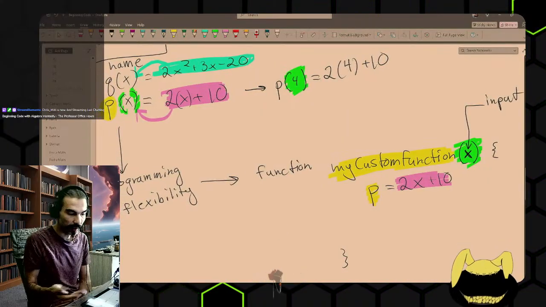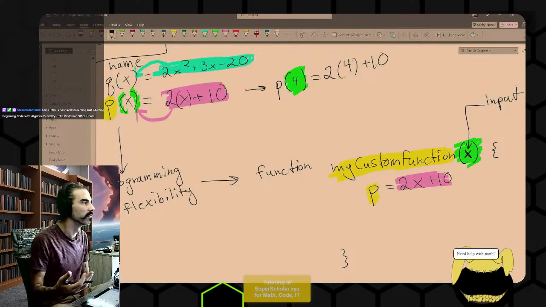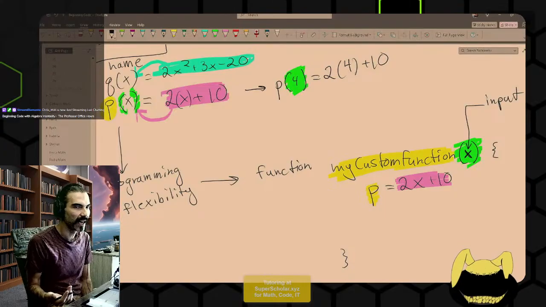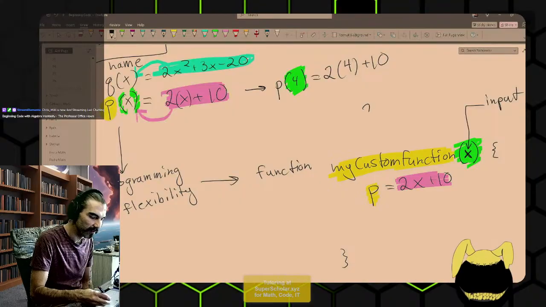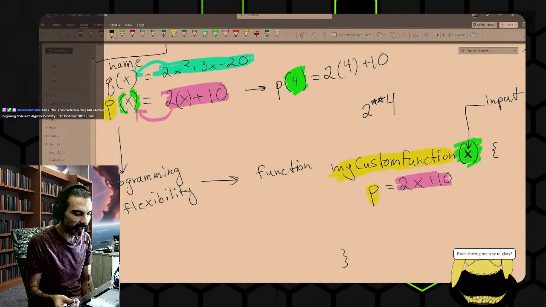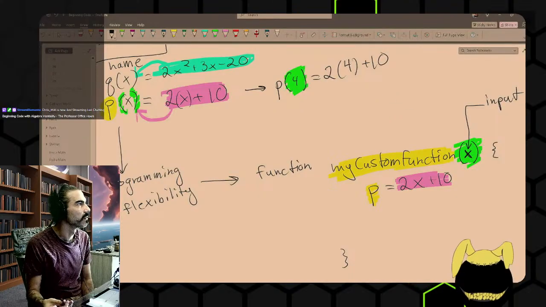Luckily, programming can basically do addition, subtraction, and multiplication without extra oomph. For exponents, we may need to use a function called pow, or in other cases, some languages like Python will have 2 asterisk asterisk 4 to make 2 to the power of 4, but we can also customize that as a function itself.